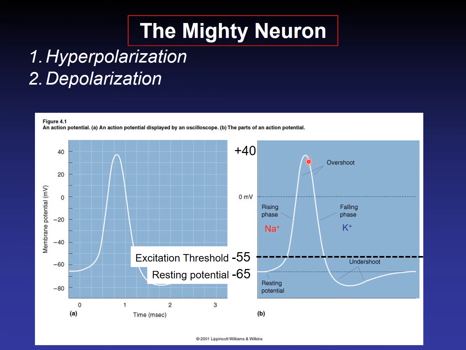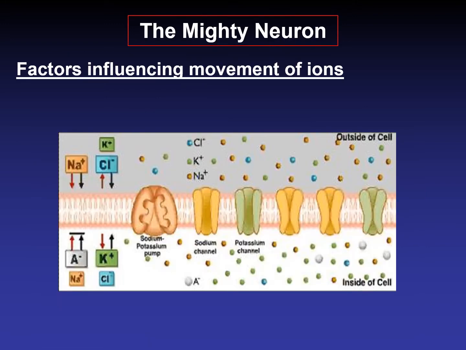Now potassium rushes out of the cell. Positive charge rushing out of the cell makes the inside of the cell become more negative. It continues to go negative to where it undershoots beneath the resting potential, but then returns. That's what an action potential looks like on an oscilloscope.